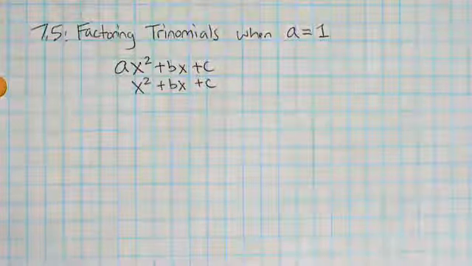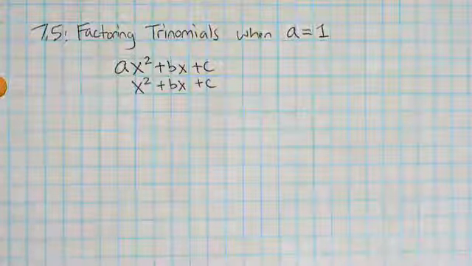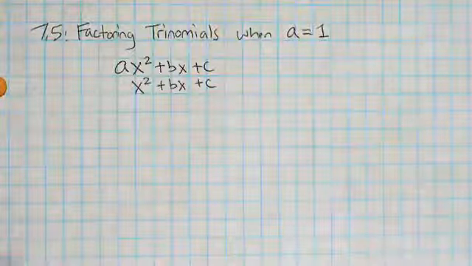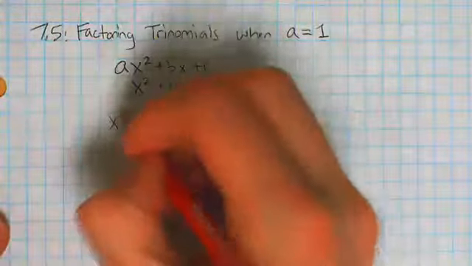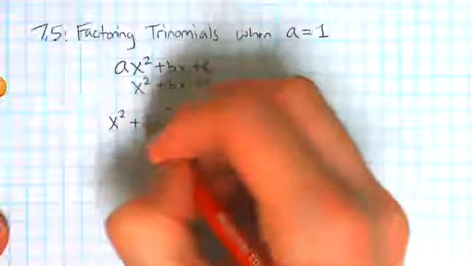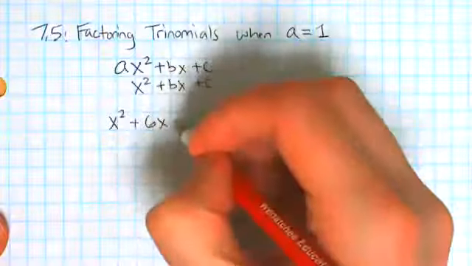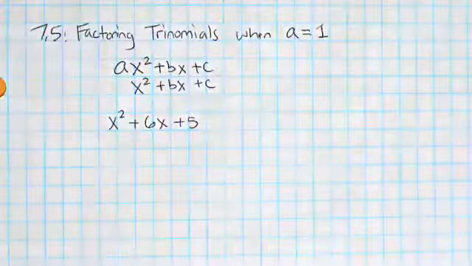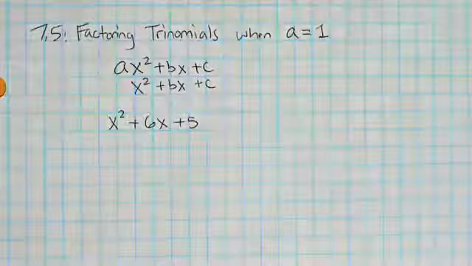But how does this allow us to take a shortcut? Well, let's take a look at an example, and you'll be able to see how and why this works so nicely in this case. So let's take x squared plus 6x plus 5. And we're going to do this using the grouping method that we established earlier.